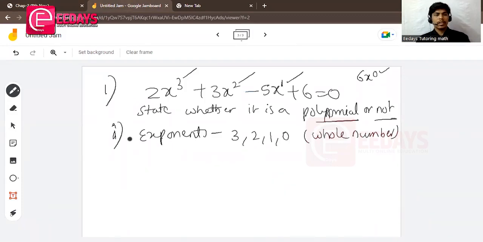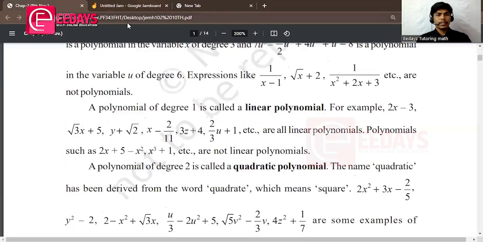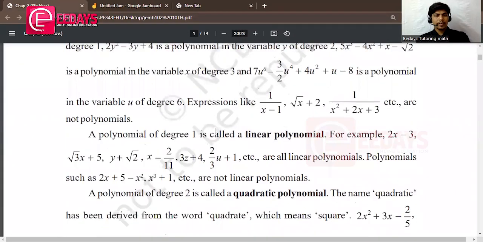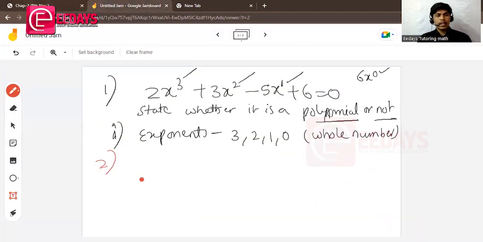These are the conditions, and I'll give you another question. Try to solve this one. For example, let me take 2 by 3 into y plus 1. Now is it a polynomial equation or not? 2 by 3 into y plus 1.